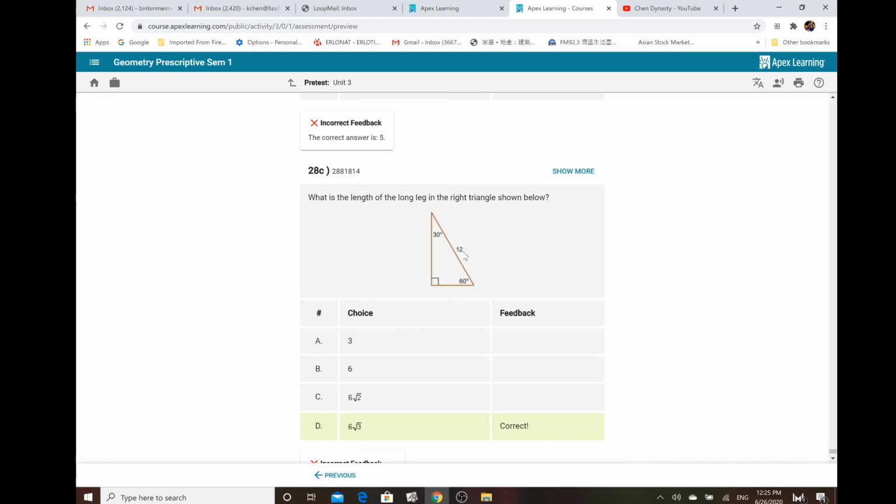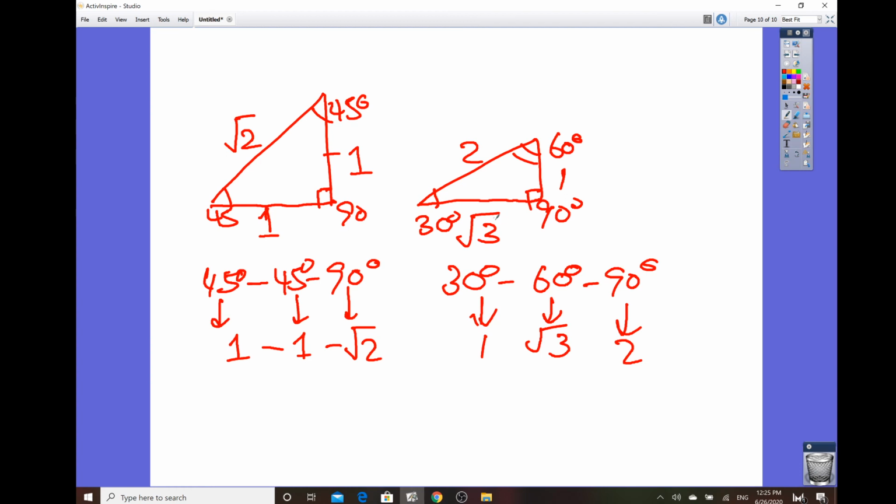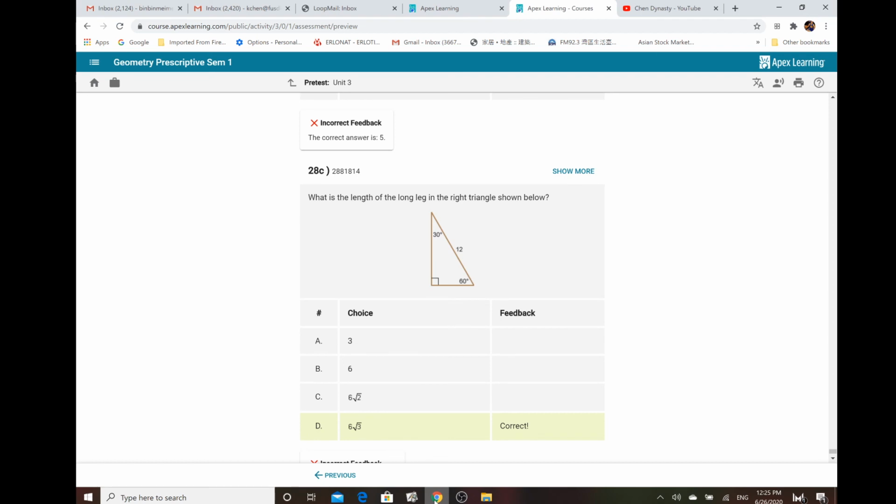And then the length of the longer leg in the right triangle shown. So this one you need to find the shortest leg first. So 12 divided by 2, then you get 6. And then the ratio of the longer leg is root 3, again, the diagram that I showed you. So find out the shortest leg first. 12 divided by 2, you get 6. And then 6 times root 3, you get 6 root 3. So the answer is D.